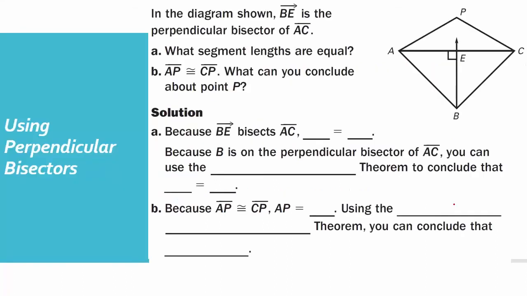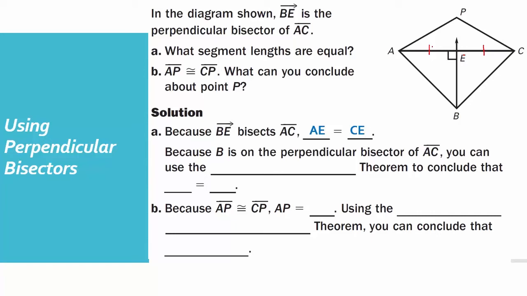Let's take a look at our first example, using perpendicular bisectors. In the diagram shown, ray BE is the perpendicular bisector of line segment AC. Our first question, what segment lengths are equal? Well, since we know that BE is the perpendicular bisector of this line AC, then we can say that AE is equal to CE. So the perpendicular bisector cuts this line in half and these two lengths are equal.